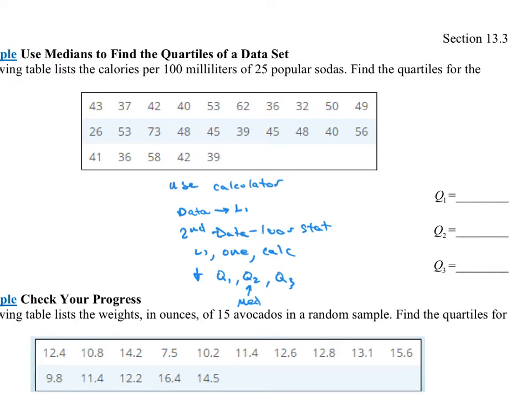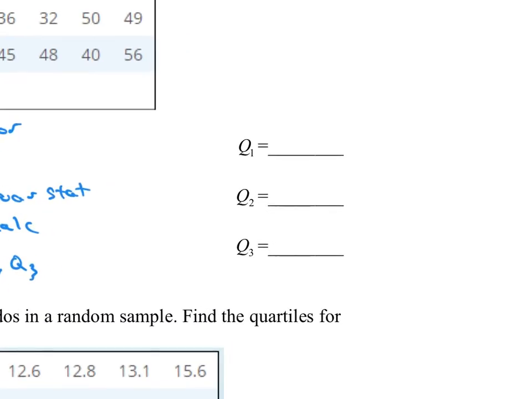So when you do this, I want you to write all of these numbers down. So we have our Q1 in our calculator. Go ahead and plug those numbers in. I'm getting, please double check, 39. For Q2, that median, I got 43. And for Q3, I got 51.5.